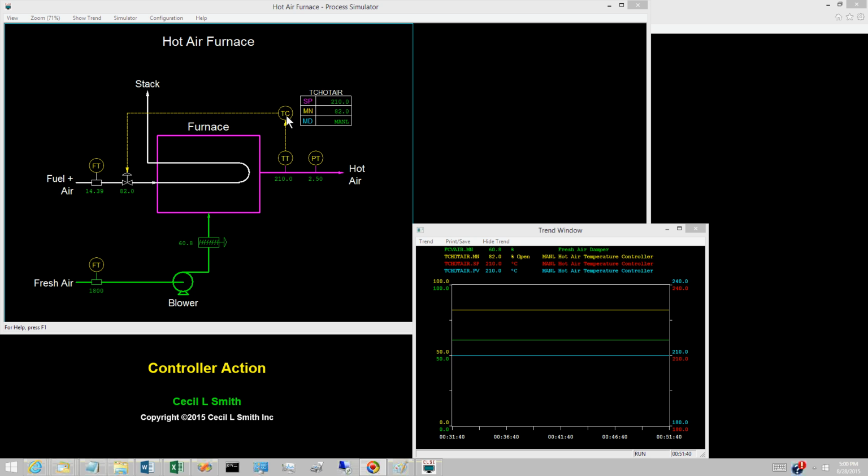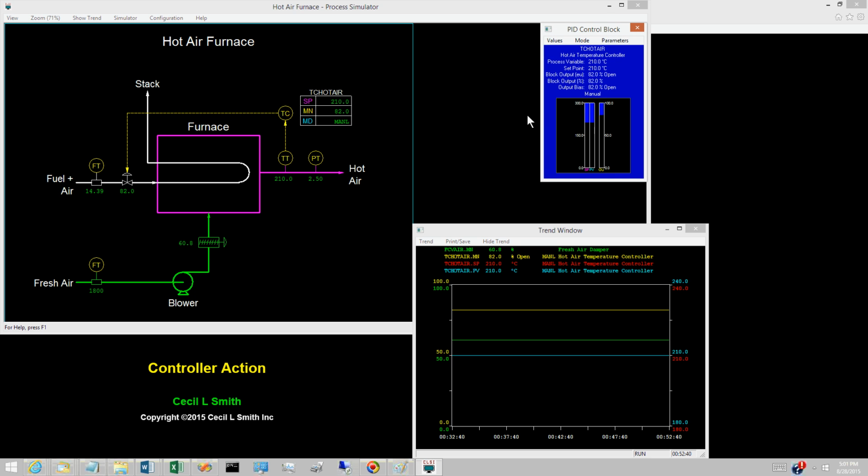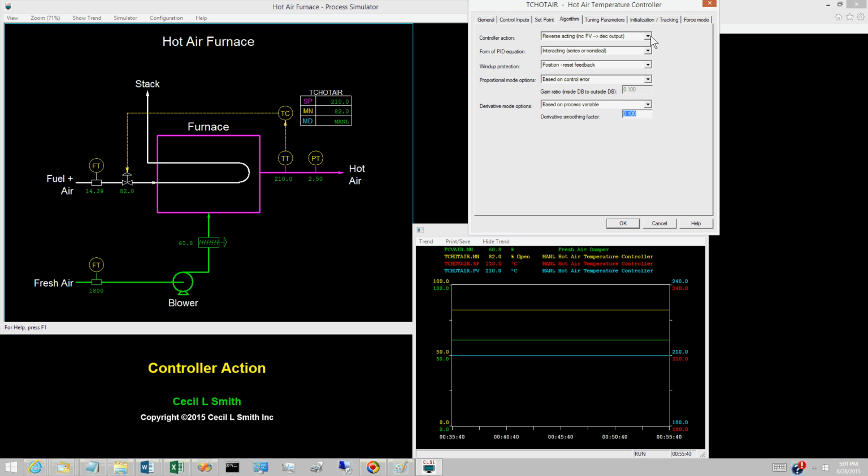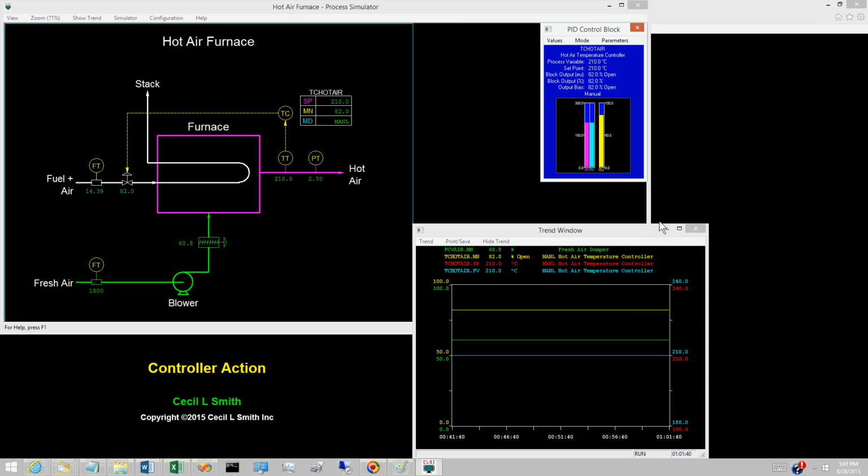For the hot air temperature controller, open the configuration window, then open the Algorithm tab. The two options for controller action are direct acting and reverse acting. The controller action is correctly specified as reverse acting. Close the configuration window. Switch the hot air temperature controller to auto.